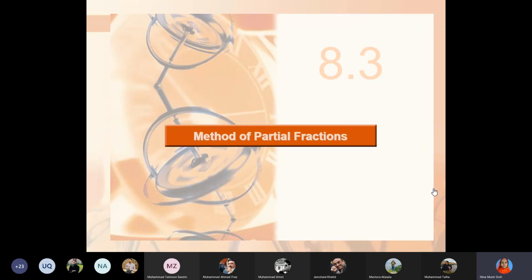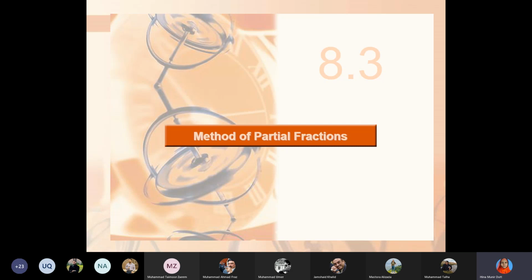Okay, today you will learn about the method of partial fractions. So far you have done the basic integration formulas, how to use substitution, and then integration by parts. In the last lecture, you learned how to integrate a product of two functions. For that, you applied the formula for integration by parts.